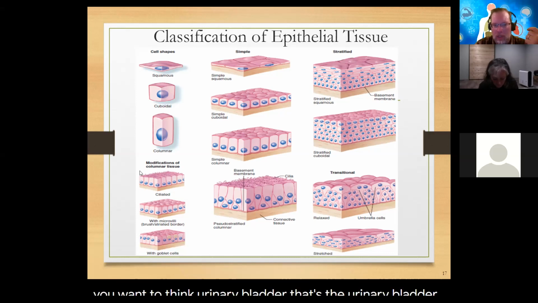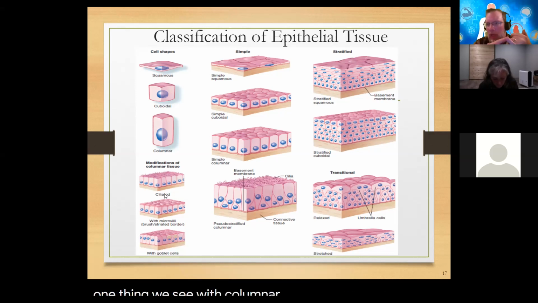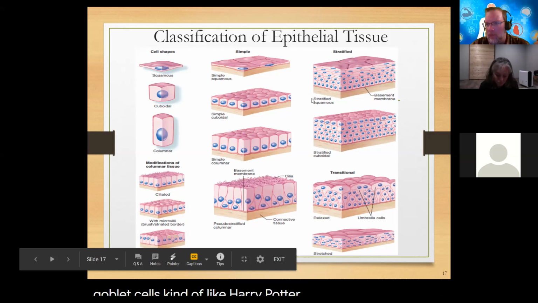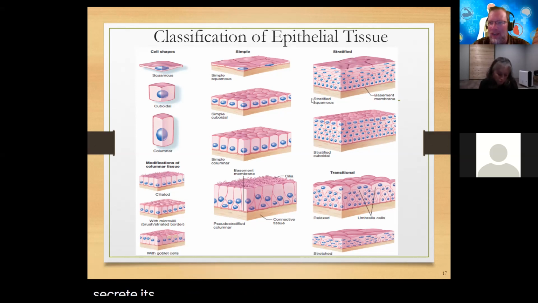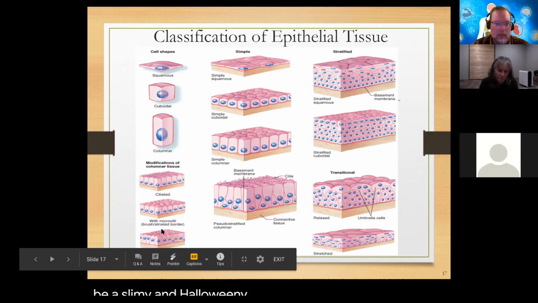One thing we see with columnar tissue are goblet cells. Goblet cells, kind of like Harry Potter, except that there's not fire in there. There's usually some sort of mucus. So goblet cells secrete. It's witch's brew, right? It's a good time, it's almost October. Eye of newt in the goblet cells. No, it's actually just some sort of mucus typically. And that can be gross, right? It can be slimy and Halloweeny too. But yeah, goblet cells.